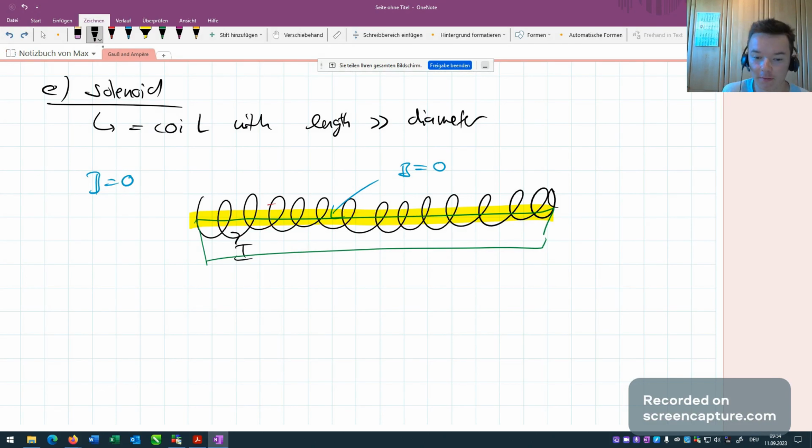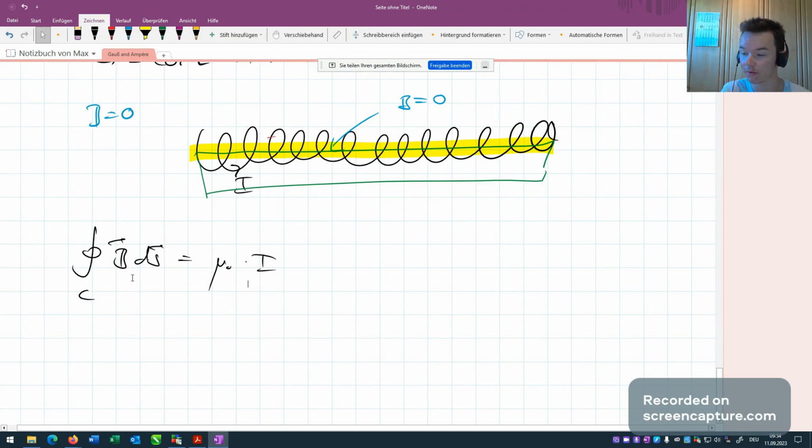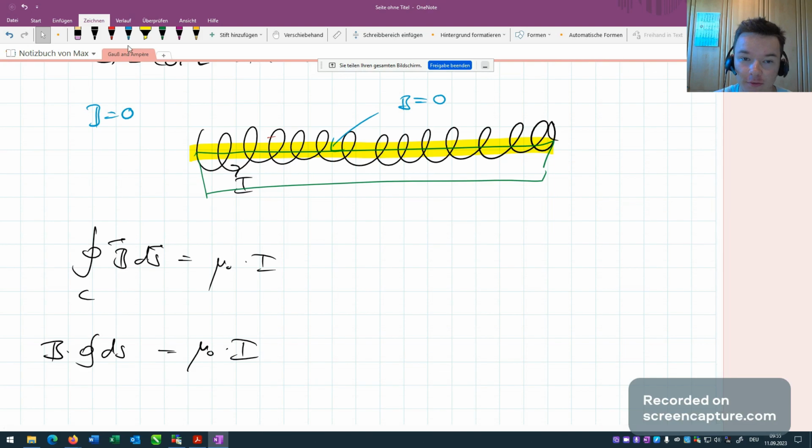So we can use Ampere's law now again. Closed line integral of B dS equals mu0 times I. And we can again pull B out and omit the vectors because they're parallel. So it's B times the integral of dS equals mu0 times I. And now I think about which amount of current penetrates the area. So the area is the green one.